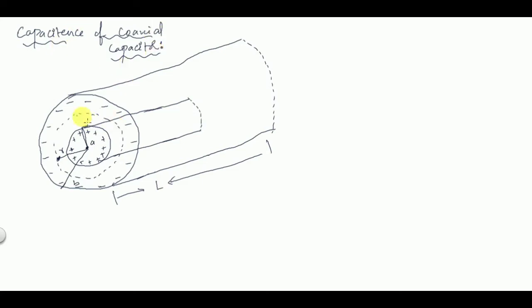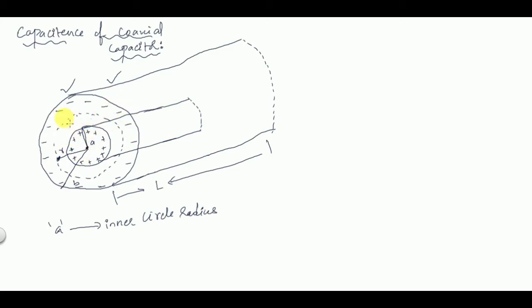So this is a coaxial capacitor. There are two circles here, right? One is the inner circle of a cylinder. The inner circle radius is A, so A represents the inner circle radius.